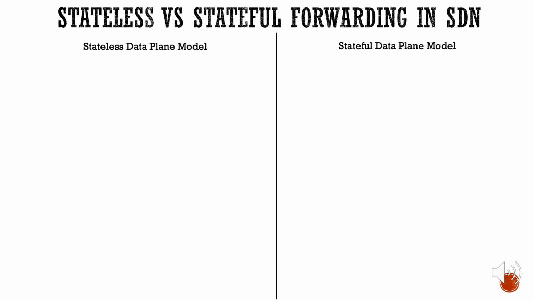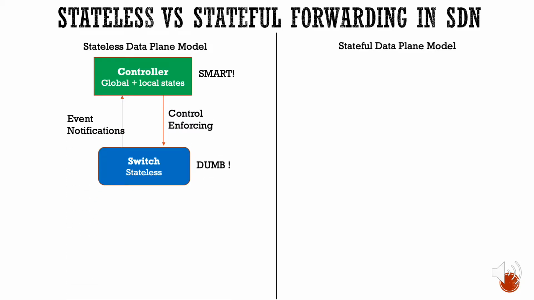Let's take a look at stateless and stateful forwarding in SDN. In the stateless data plane model, the controller has to do everything, like maintaining the global as well as local states of the packets. So it becomes a very cumbersome task for the controller to read every packet, do the analysis of the packet, do flow rule updation, conflict resolution, etc. Suppose there is a large volume of traffic heading for payload analysis and checking the headers. The controller will be overwhelmed in this case, and this would be a performance bottleneck.